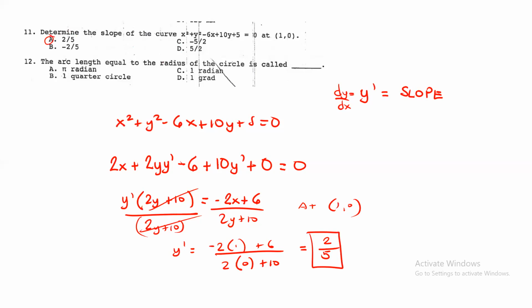Next, number 12. The arc length equal to the radius of the circle is, ang sagot dito sa 12, letter C, 1 radian. The next, 13. An open box is to be constructed from a 12 by 12 inch piece of cardboard by cutting away squares of equal size from the four corners and folding up the sides. Determine the size of the cutout that maximizes the volume of the box.